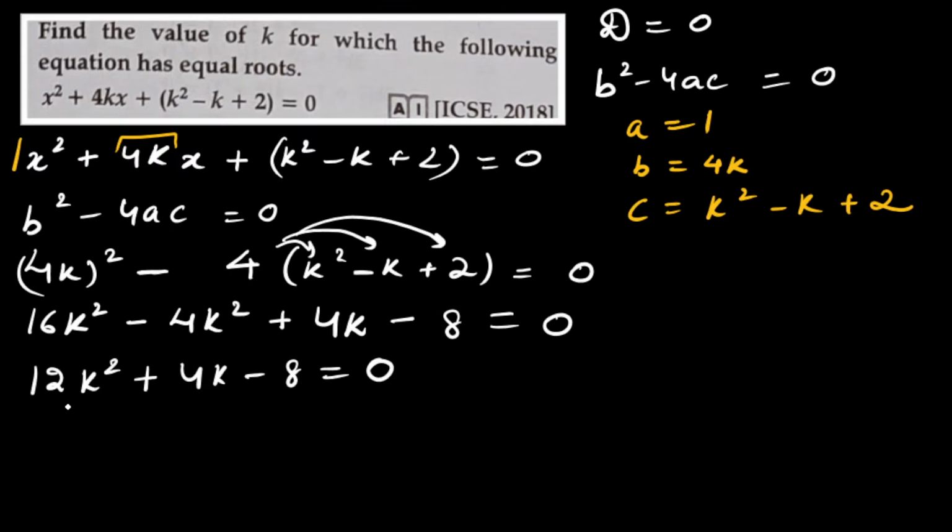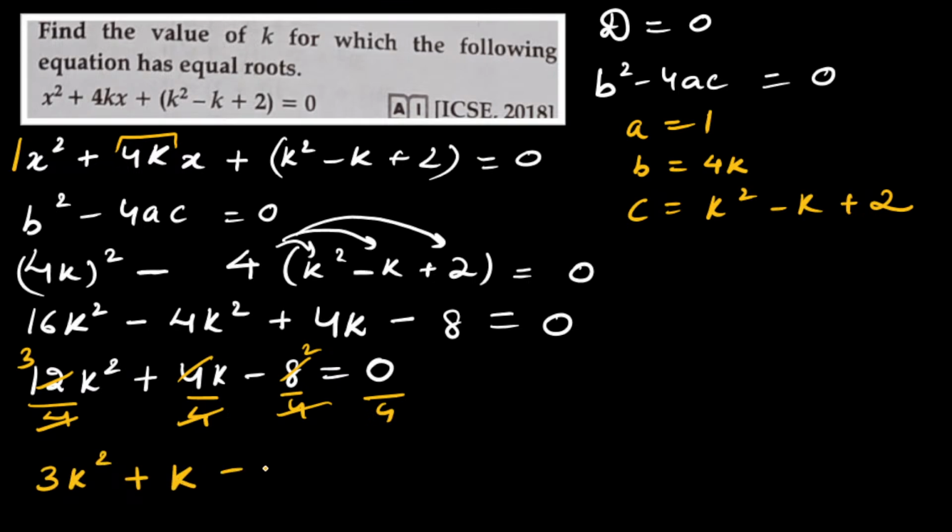Now here we can see 4 is a common factor because 4 is coming in all the terms. So we can divide the full equation by 4. So here this is 4 into 3, 4 and 4, 4 into 2. So what is the quadratic equation? 3k square plus k minus 2 is equal to 0.